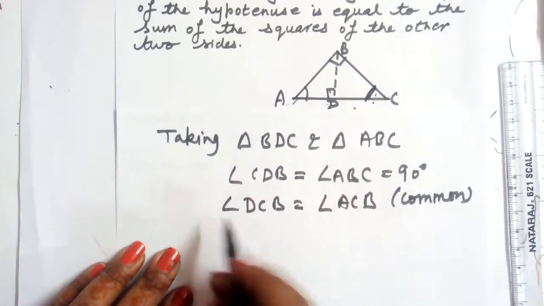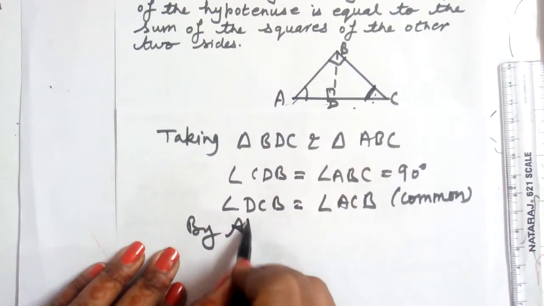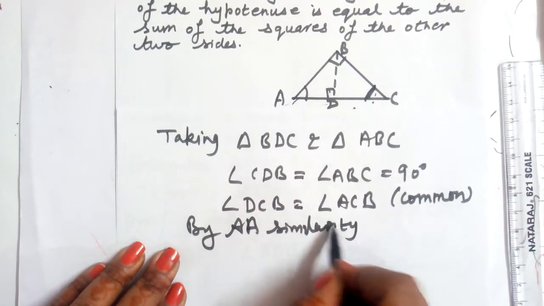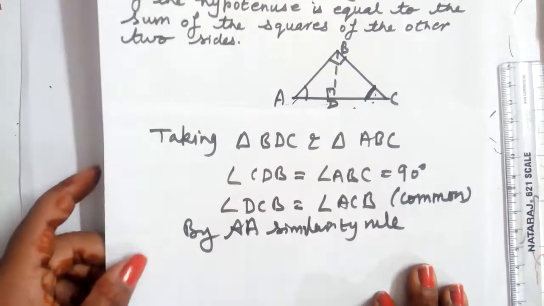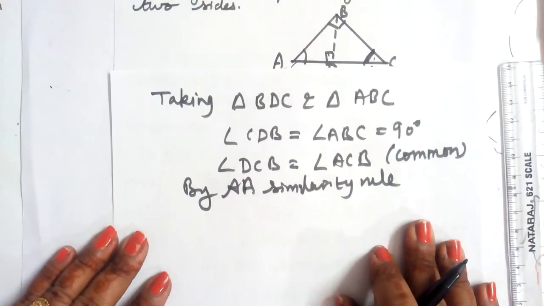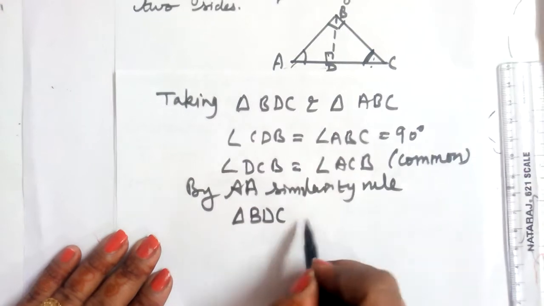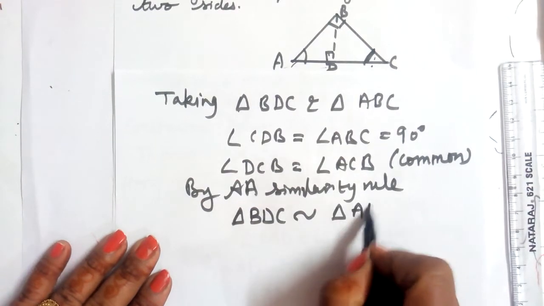Again we can say that by the AA similarity rule, these two triangles are similar to each other. Yes, so triangle BDC is now similar to triangle ABC.